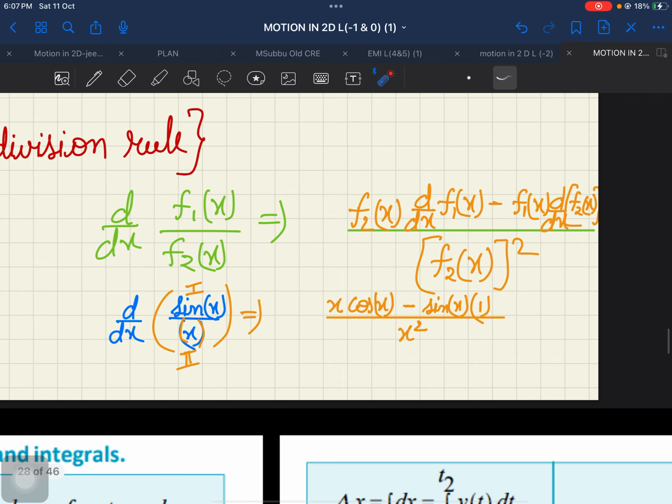Again, let me tell you this again. The function in the denominator, you have to make the square of that, x square. Then you write the numerator function as it is, times the differentiation of the numerator, that is sin x, cos x. It will be cos x minus, now this time the numerator as it is, and the differentiation of the denominator, that is 1. I hope this is very much clear.